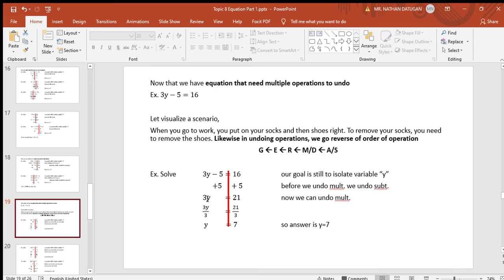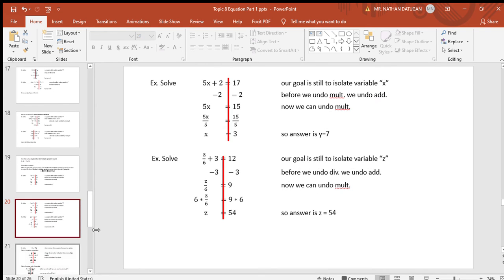Now we want to get rid of that 3, so now we can do multiplication or division. To get rid of the 3 from 3y, we divide both sides by 3. 3y over 3 and 21 over 3. 3y over 3 gives you y, and 21 over 3 gives you 7. So your answer is y is equal to 7.